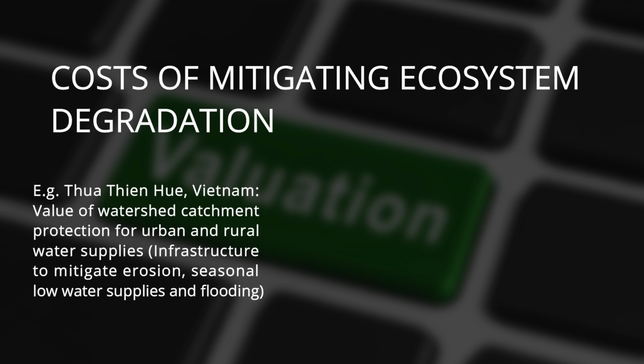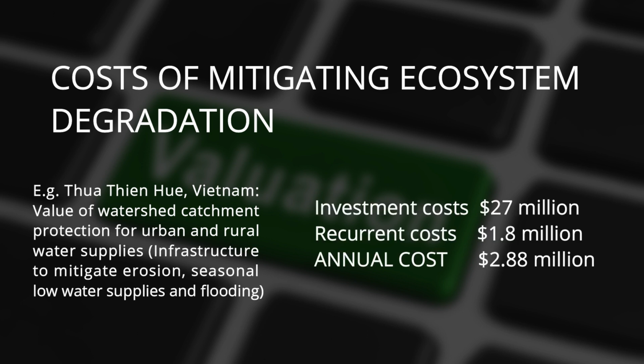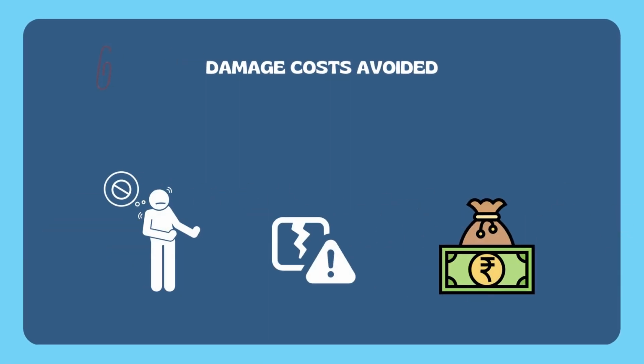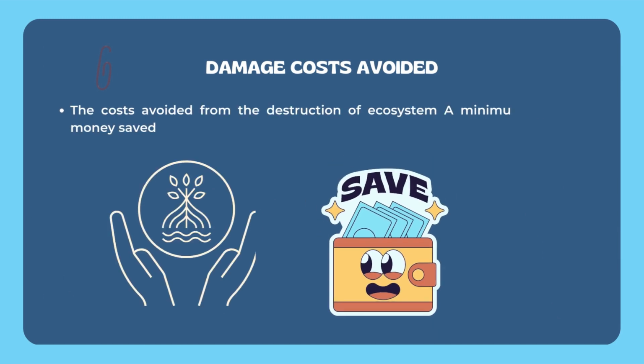So in this case, how much are the investment costs for catchment areas, how much are the recurrent costs, so that can give a value to the total cost of the mitigation approach for ecosystem degradation. Now this also includes damage cost avoided in the entire process. So this is the cost avoided from the destruction of the ecosystem.